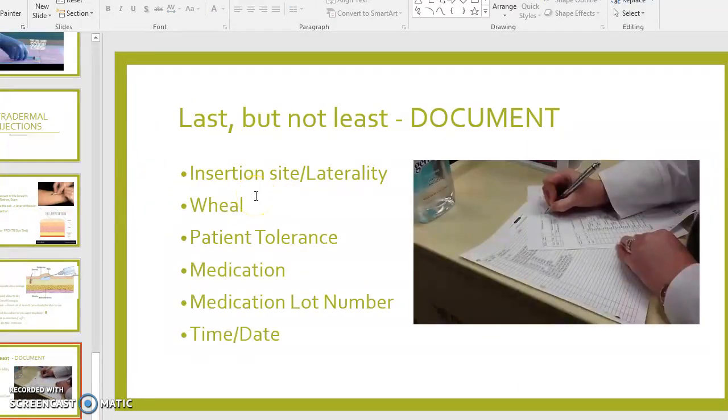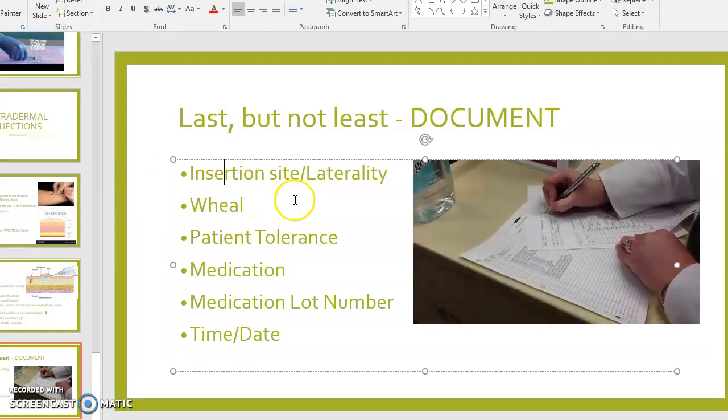And then when we're done, we document. So you always document your insertion site and your laterality, so inner aspect of the forearm, on which arm, right or left. Was there a wheal? How did the patient tolerate it? Good, fair, poor is usually our patient tolerance.